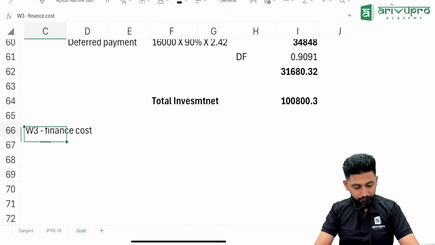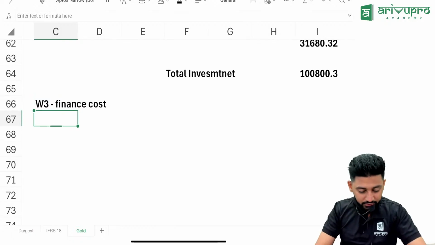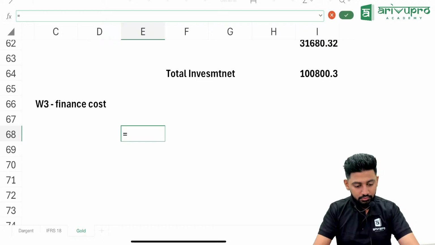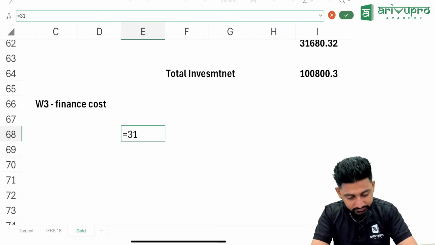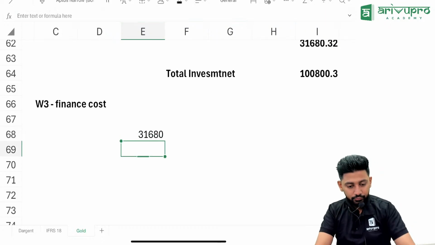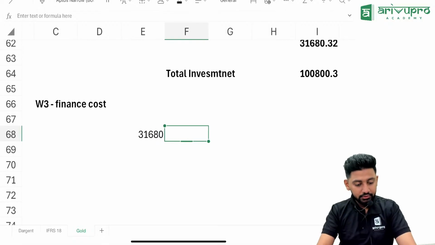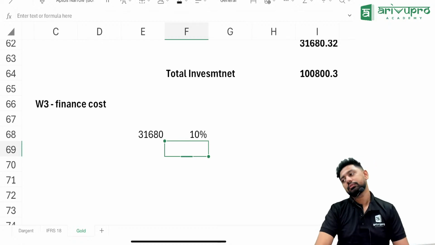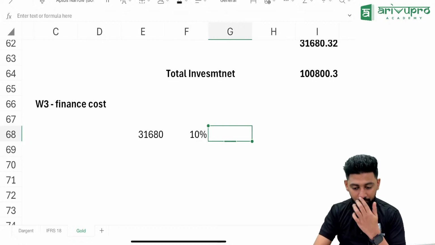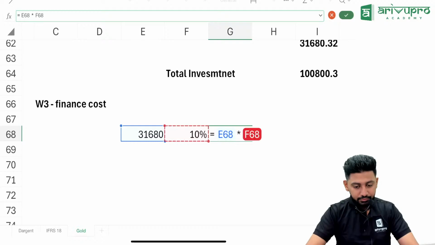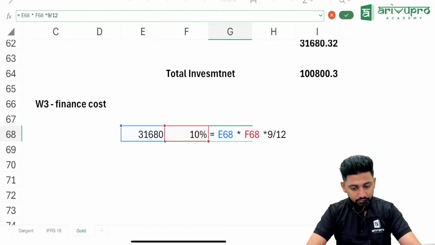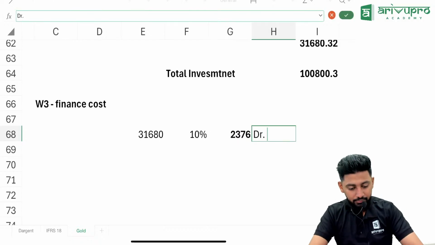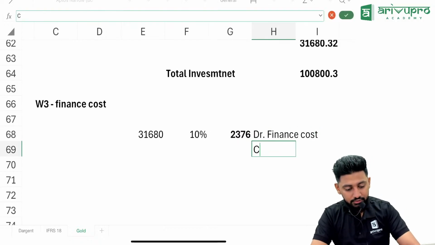Finance cost. Okay. What's your present value? Your present value is 31,680. Correct? 31,680 into your finance cost is 10%. Am I done? For 9 months. So equals this into 10% into 9 over 12 gives me 2,376 finance cost. Debit finance cost, credit interest payable.